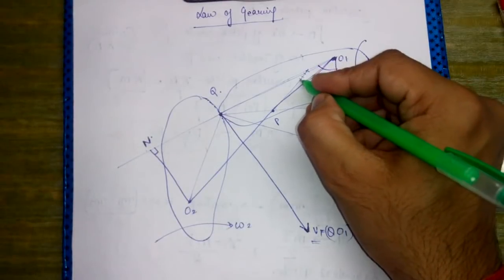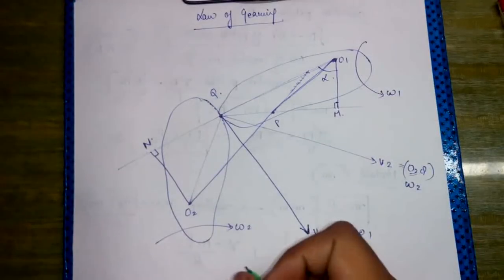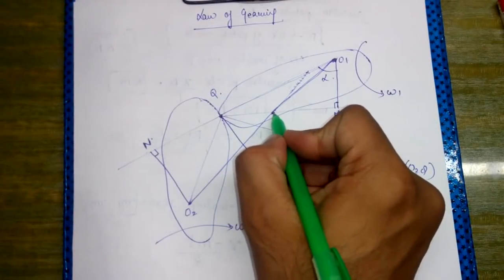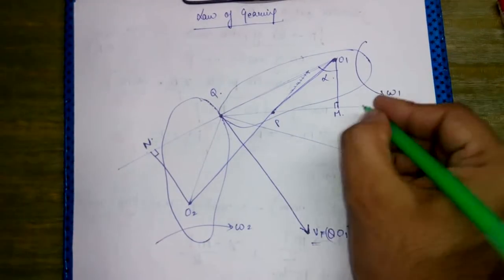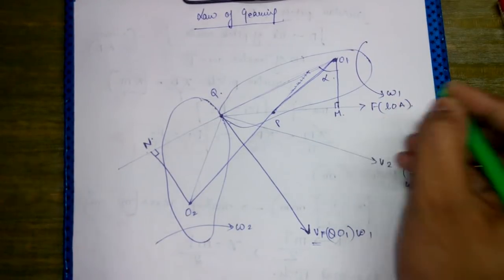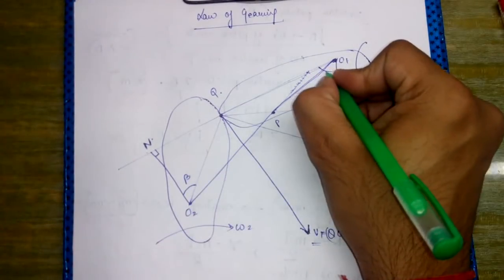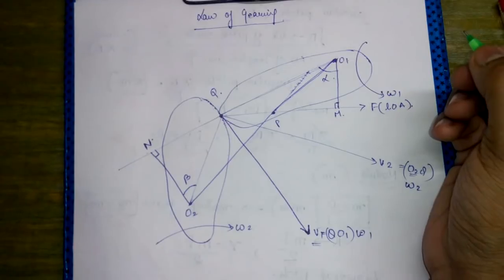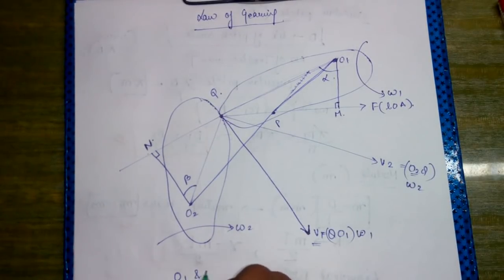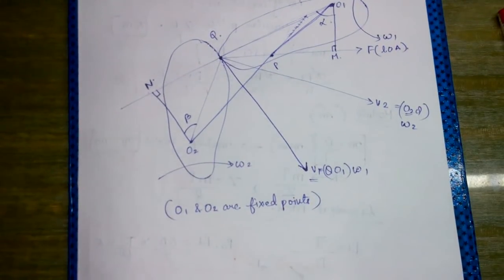Please mind this line has been drawn by mistake. This is one line which is connecting O1 and O2, and point P is lying here. And this is actually representing the line of action. This angle is called beta. This entire angle is alpha. And we know that O1 and O2 are fixed points.